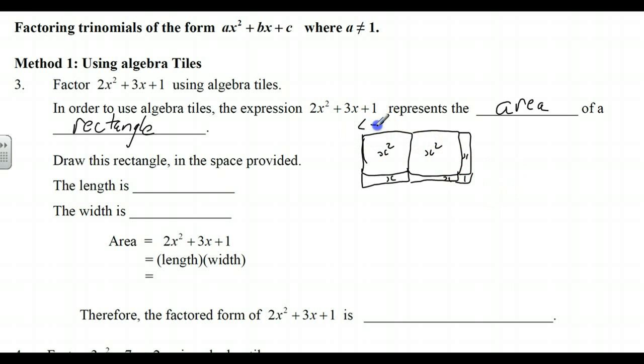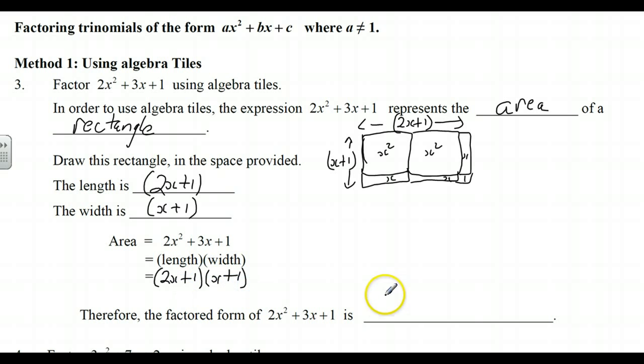And if we now look at the length of this, it's x, x, and 1, so that's 2x plus 1. And it's a binomial, and I bracket my binomials. And down here, we have x plus 1. And it's a binomial, and I like brackets. So the length is 2x plus 1, and the width is x plus 1. And area is length times width, which is (2x plus 1)(x plus 1), and that is the factored form of 2x squared plus 3x plus 1.